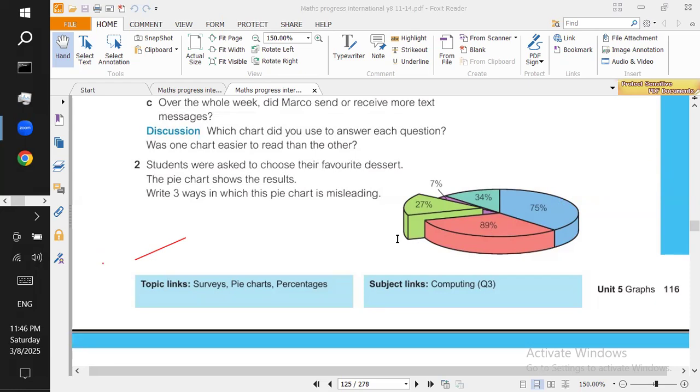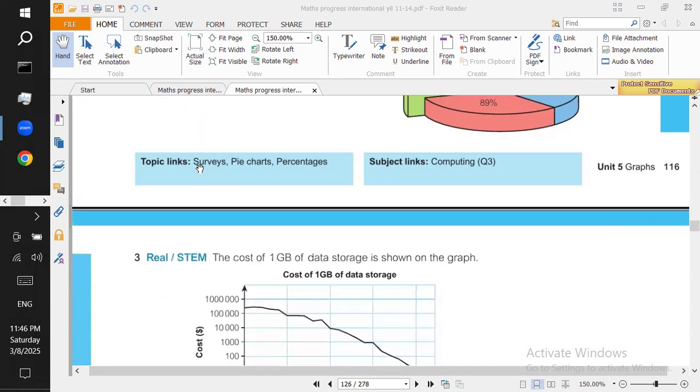Percentages add up to more than 180. And then when you look at this, the 27 looks bigger than the 34. So the sizes of the percentage parts look misleading. That's the idea of misleading graphs, okay? You just have to understand how to talk about them.